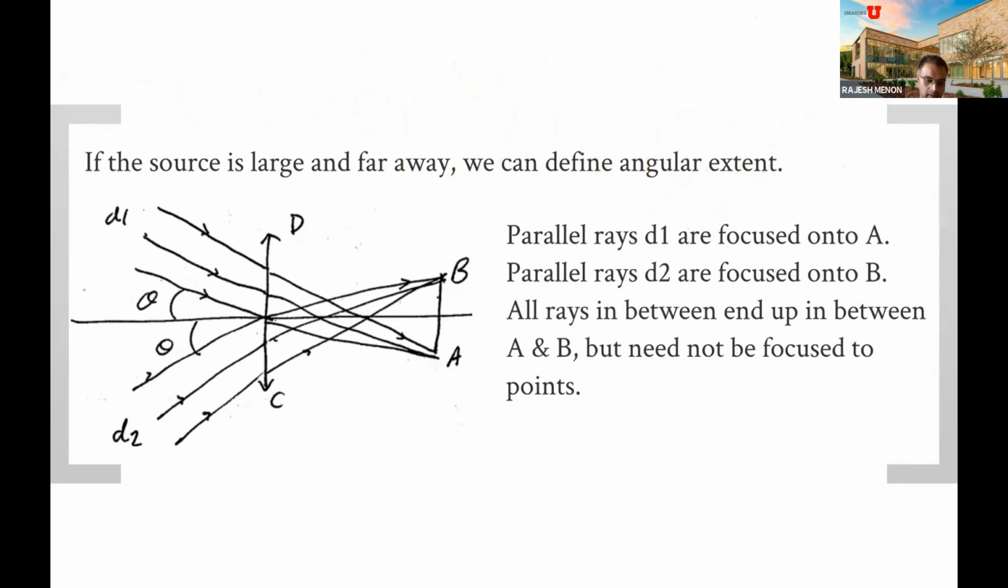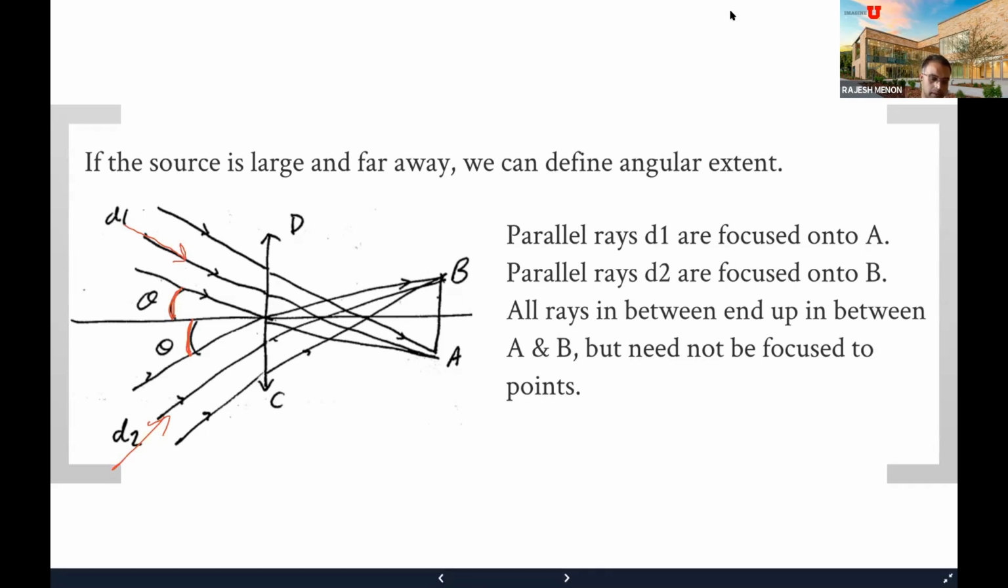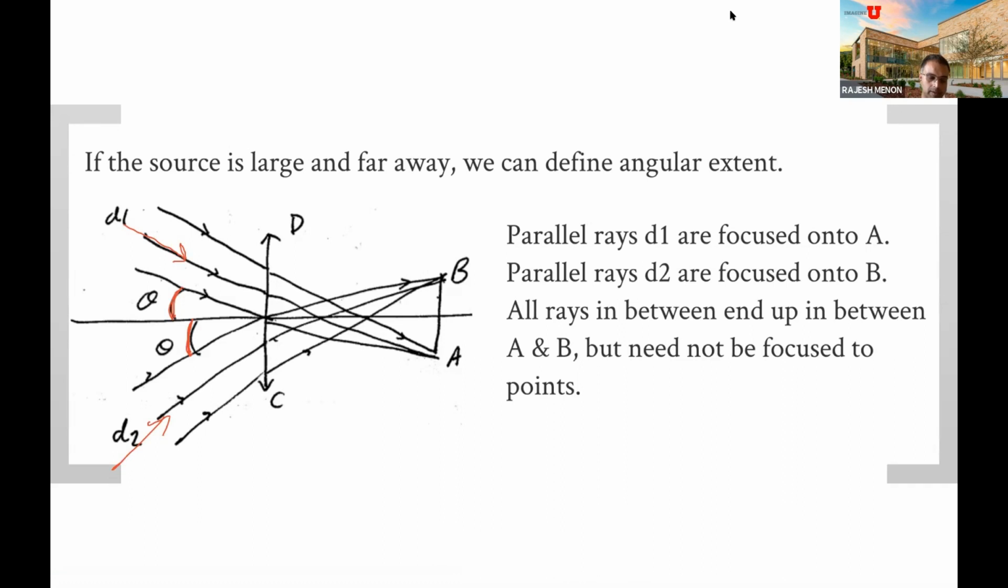Okay, so with that, now we can think about what that means in the context of non-imaging optics. If the source is large and far away, we can define the angular extent. So here we have rays defined as d1 with an angular extent of theta1. Rays on the other side, in this example, we've drawn this to be symmetric, so theta is the same, and d2. And the lens DC is simply converting the rays to the receiver AB. So parallel rays d1 are focused onto A.